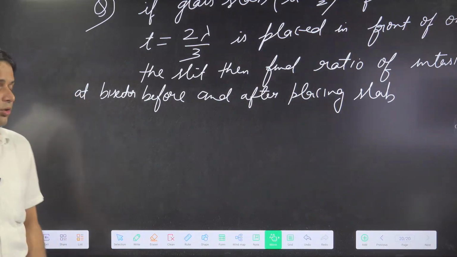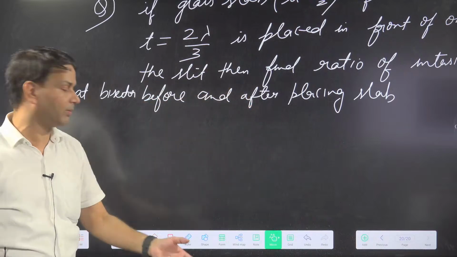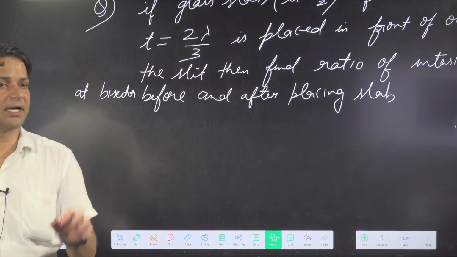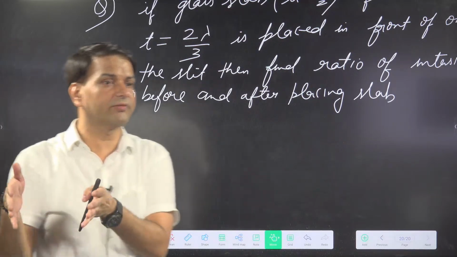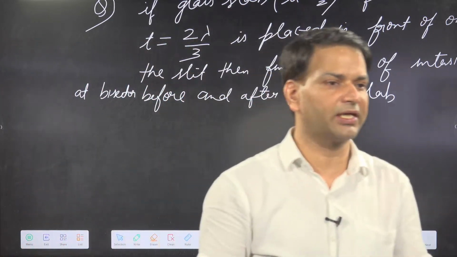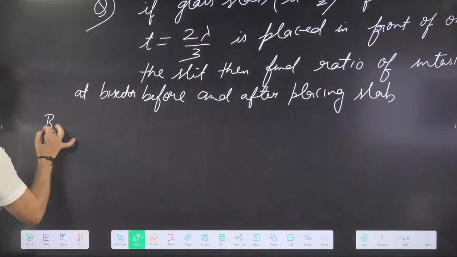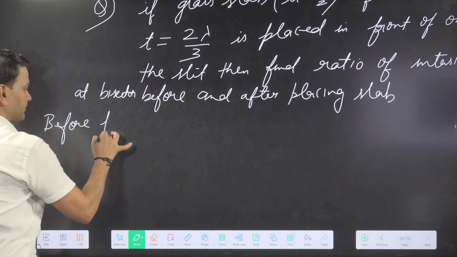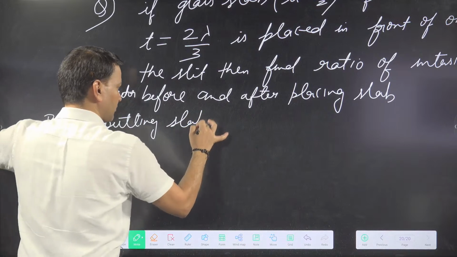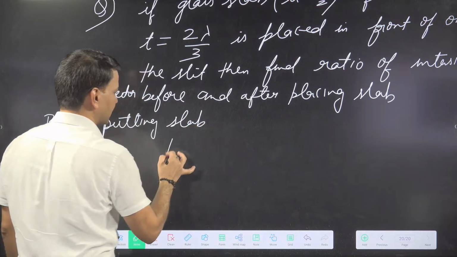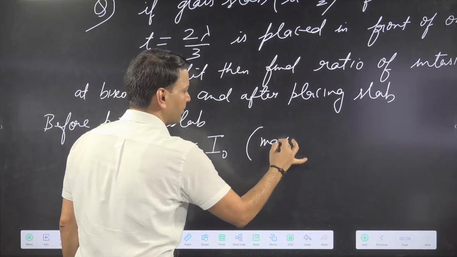Before putting the slab, at the bisector we will get the central maxima. At central maxima, intensity will be maximum, suppose I take I naught. So before putting the slab, the intensity at the bisector is I naught, the maximum intensity.